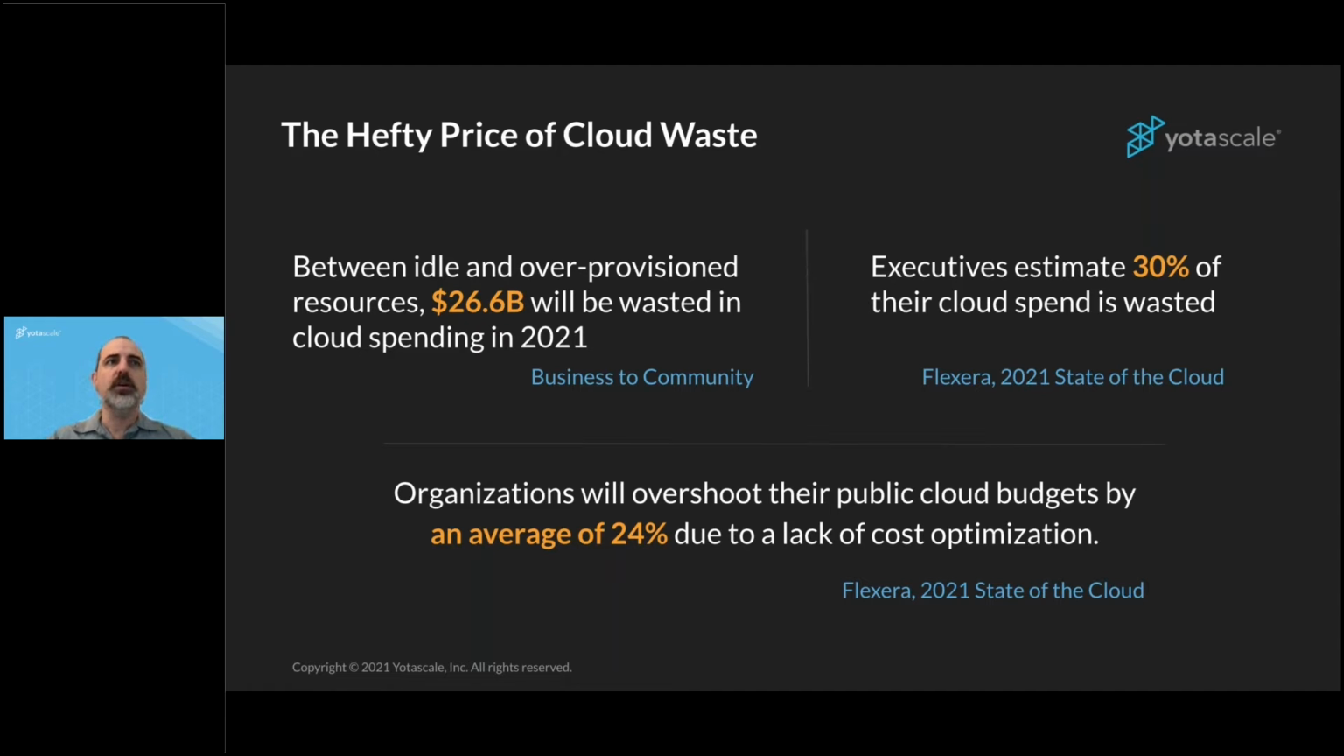Just a few numbers here that I think were astonishing. This is a pain point I felt before moving to Yotascale, but then once I started doing the research into it from working here, so between idle and over-provisioned resources, $26.6 billion will be wasted in cloud spend in 2021. The footprint of just the wasted electricity there is pretty huge. Executives estimate that 30% of their cloud spend is wasted. That's a lot. That's a lot of compute power that's literally doing absolutely nothing. And I think that where this impacts all of us as technology leaders in our budgets, overshooting by an average of 24% due to lack of cost optimization.